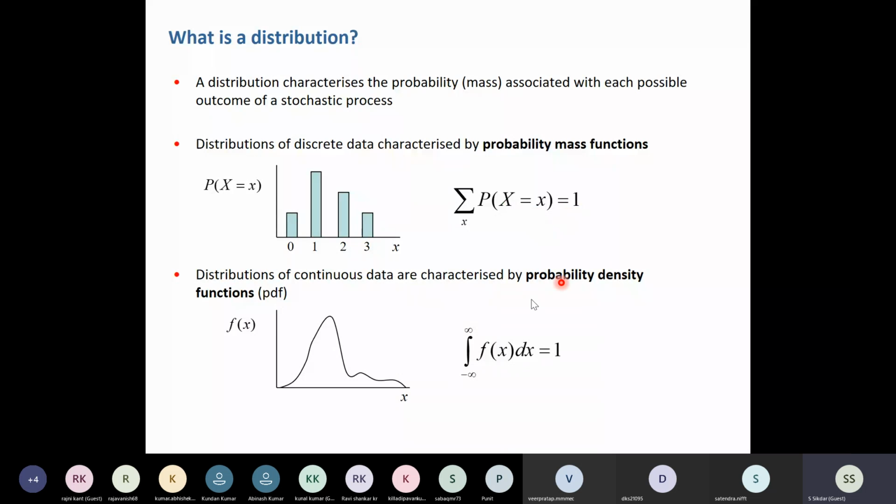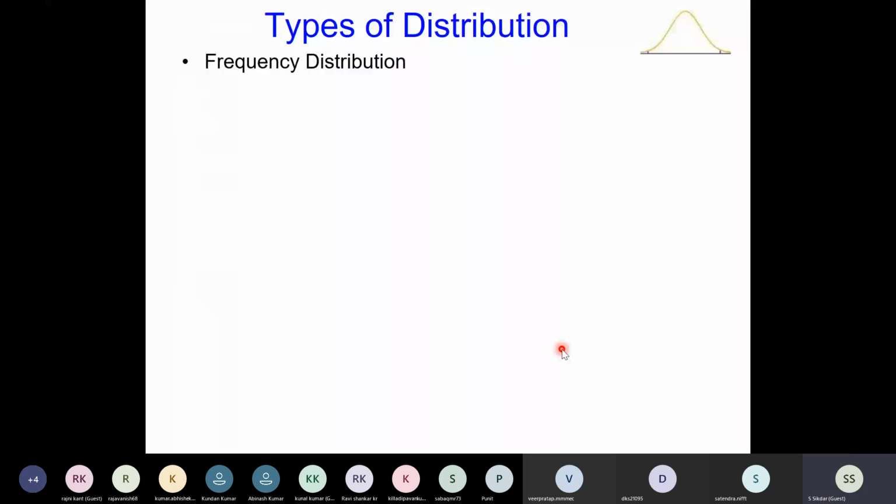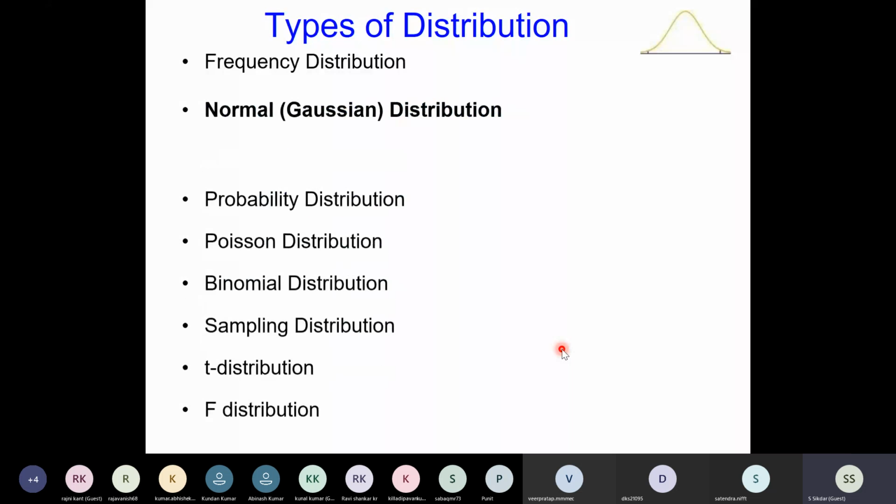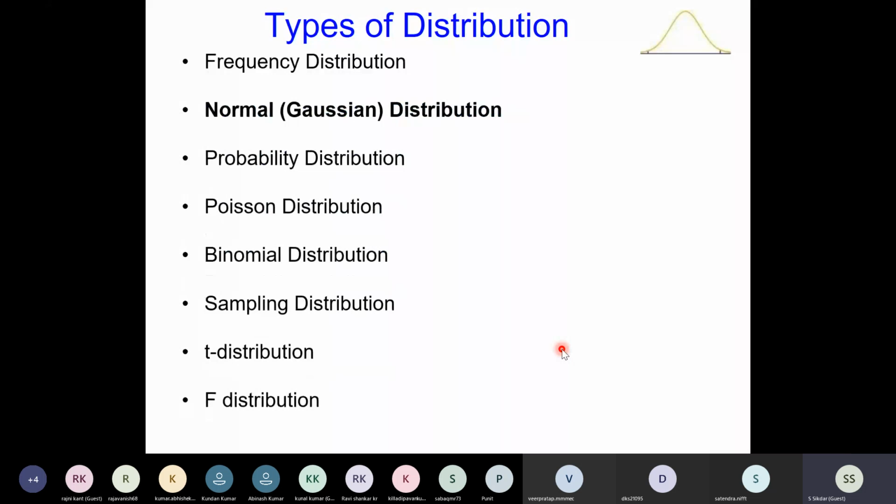And distributions of continuous data are characterized by a probability density function, so that if you integrate f(x) dx from minus infinity to plus infinity, it is going to be 1. Now there are several types of distribution available. Already we had frequency distribution, and this is the normal distribution, which is Gaussian in nature, probability distribution, Poisson distribution, binomial distribution, sampling distribution, t distribution, F distribution. There are lots of distributions that we talk about, and some of them are discrete.